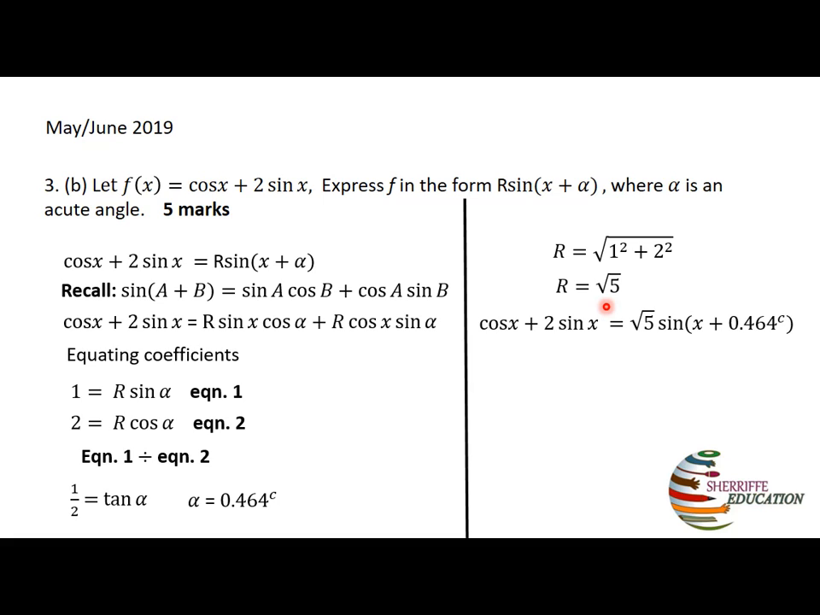Alright, so cos x plus 2 sin x is then equal to, substituting the values of r and alpha, the square root of 5 times sine of x plus 0.464 radians. And that would give us our 5 marks.